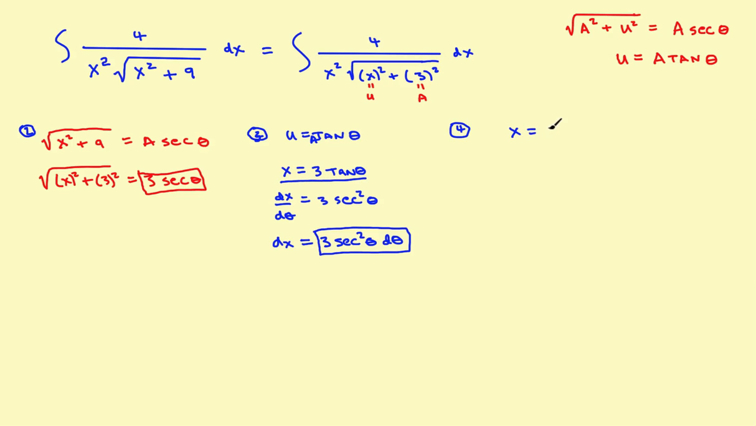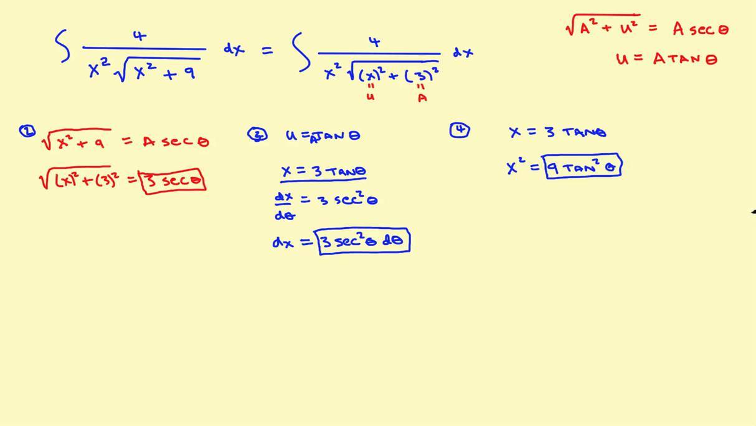So if x is equal to 3 times the tangent of theta, now you don't need x, you need an x squared. So go ahead and square both sides. And when you do that, you would get x squared is equal to 9 times the tangent squared of theta. So now you know what x squared is. Now those are the 3 pieces you need to change this entire integral into an integral in terms of theta.